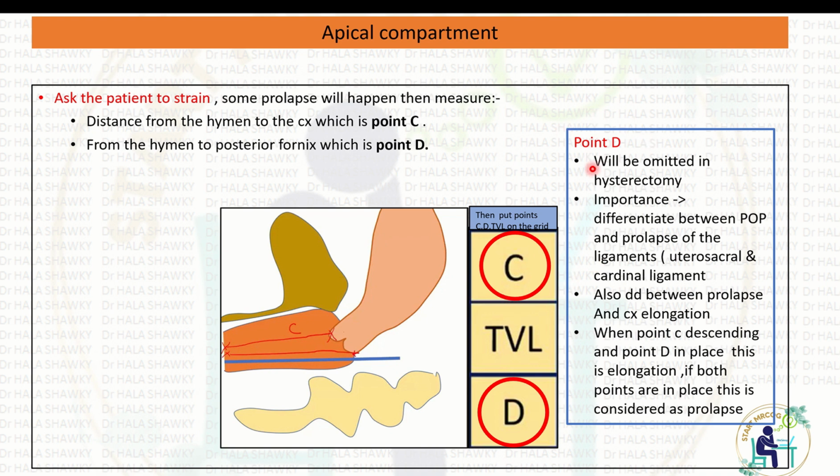Point D value will be omitted in hysterectomy. It will differentiate between pelvic organ prolapse and prolapse of the ligaments, which are the uterosacral and cardinal ligaments. Also, it differentiates between prolapse and cervical elongation. When point C is descending and point D is in place, this is called elongation of the cervix. If both points descend together, this is considered prolapse.